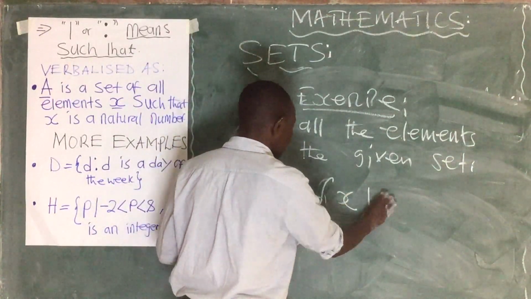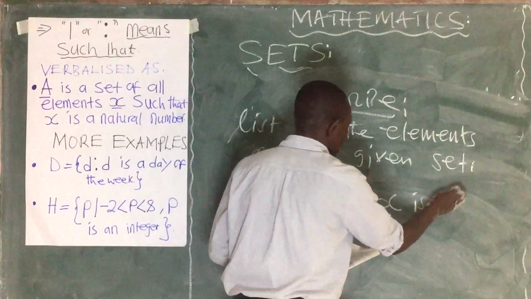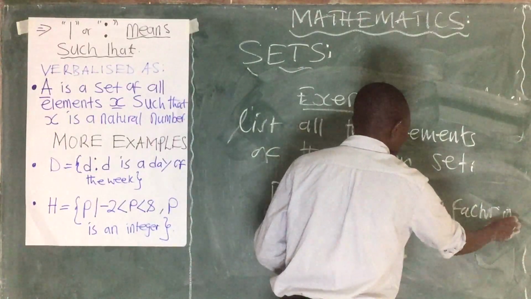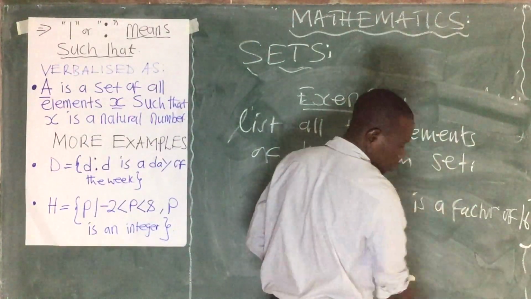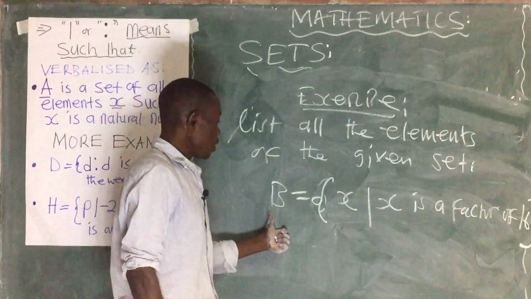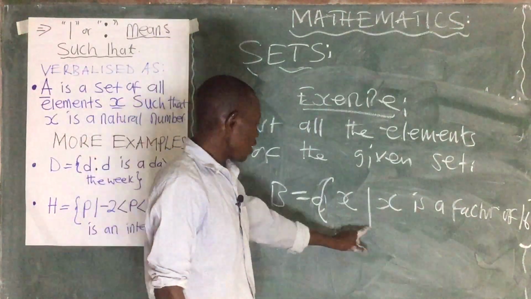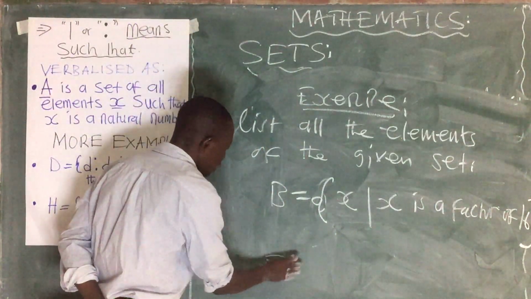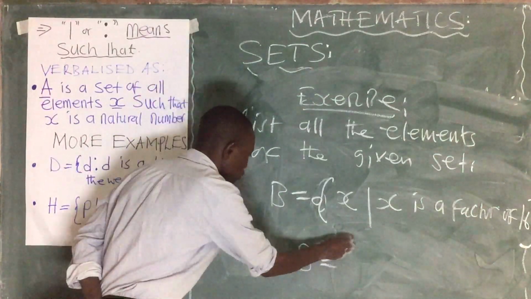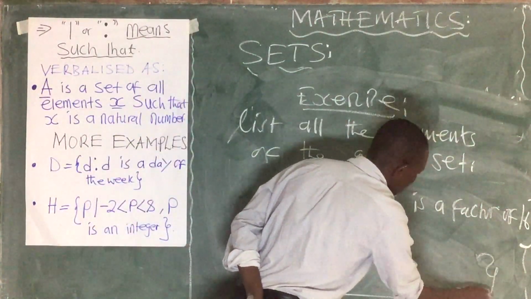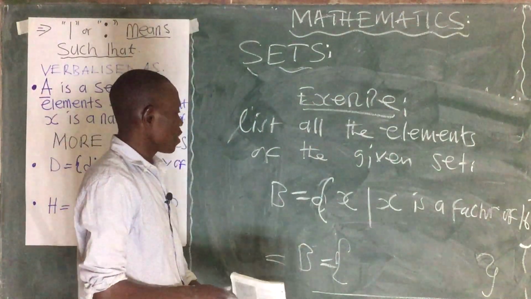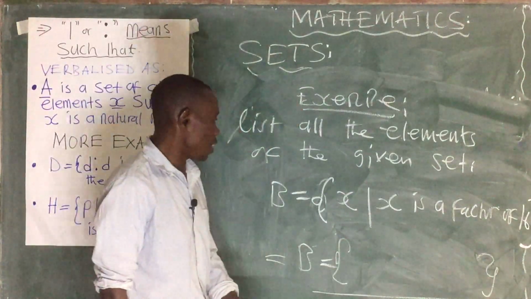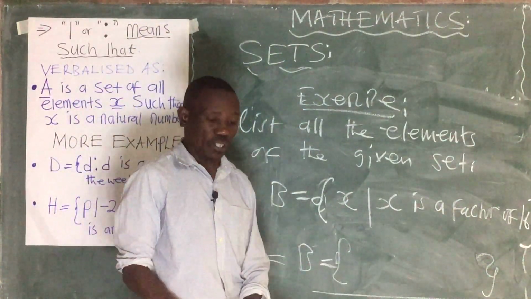I will not describe it now. X is a factor of 16. B is equal to X such that X is a factor of 16. So I want you to give me the list of elements of B directly. What could be the elements of B in that case, by the same set builder discussion? I think you can go through this and come up with the list of the elements described by this set builder notation.